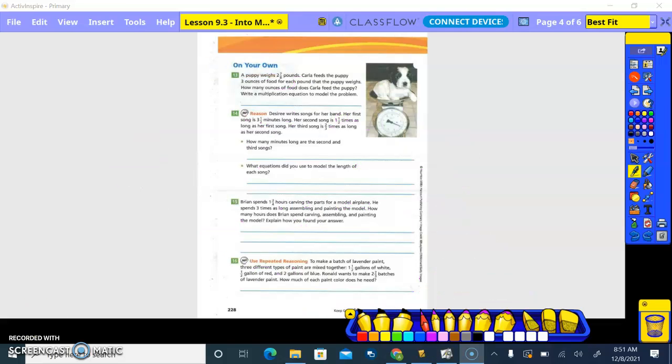On your own, a puppy weighs 2 7/8 pounds. Carla feeds the puppy 3 ounces of food for each pound that the puppy weighs. How many ounces of food does Carla feed the puppy? Write a multiplication equation to model the problem. So we have our 2 7/8 pounds, 3 ounces. How many ounces of food does she feed the puppy? Okay, so we're going to do what? 2 7/8 times what? 3, which equals. So we have to make that into an improper fraction.